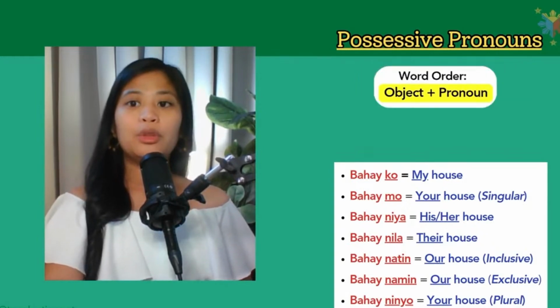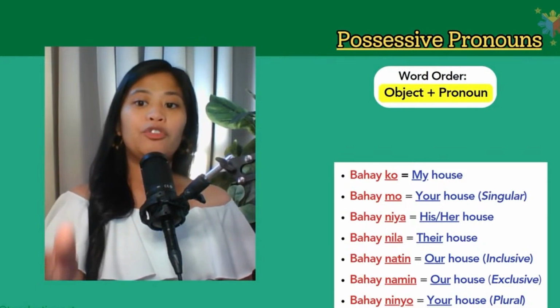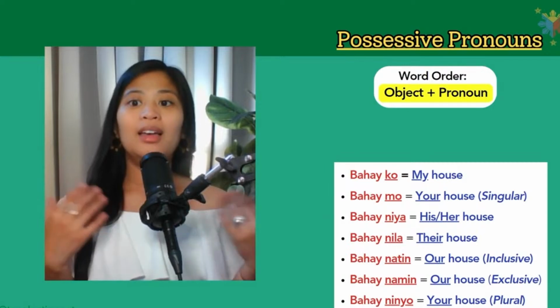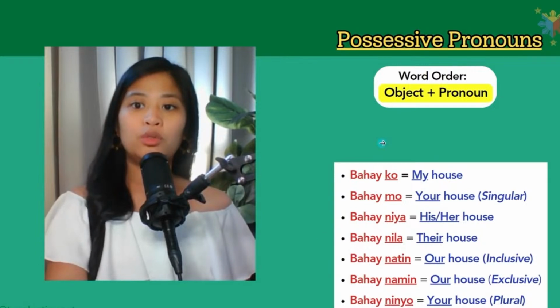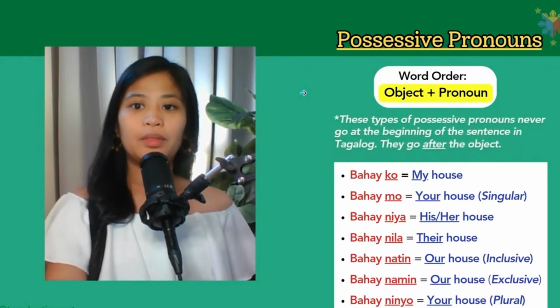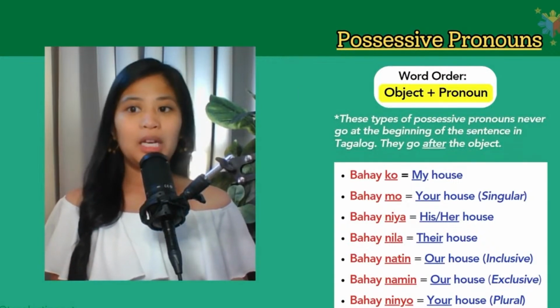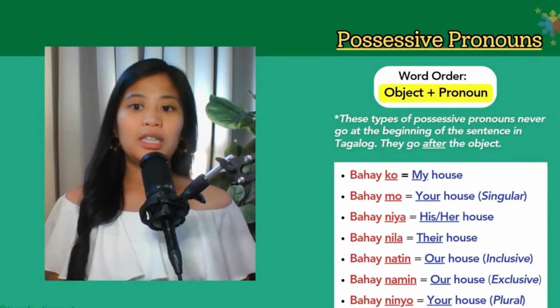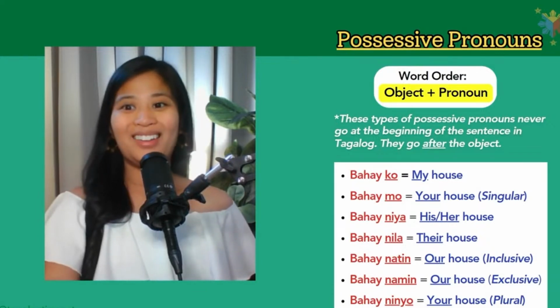So I want to point out the word order here is object plus the pronoun. Bahay ko. This is different from English because we would say my house. The pronoun goes first, my house, and then it's the object. So in Tagalog, it's the opposite. The object goes first, and then it's the pronoun. And this is an important note. These types of possessive pronouns never go at the beginning of the sentence in Tagalog. They go after the object. So you would never start your sentence with ko or mo or niya. It just doesn't work like that.